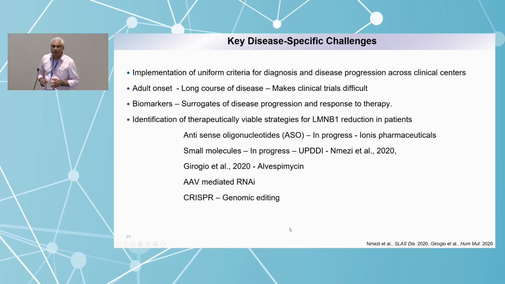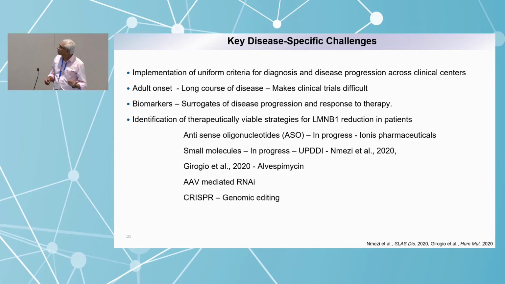Okay. So just to recap and summarize the work from the work group, what's really critical is the implementation of some kind of uniform criteria for diagnosis and disease progression. That really helps us normalize and standardize work across different clinical centers. Because, like I said, we have individual patients all over the world. It's impossible to get everybody in one center, so I think this is really critical.